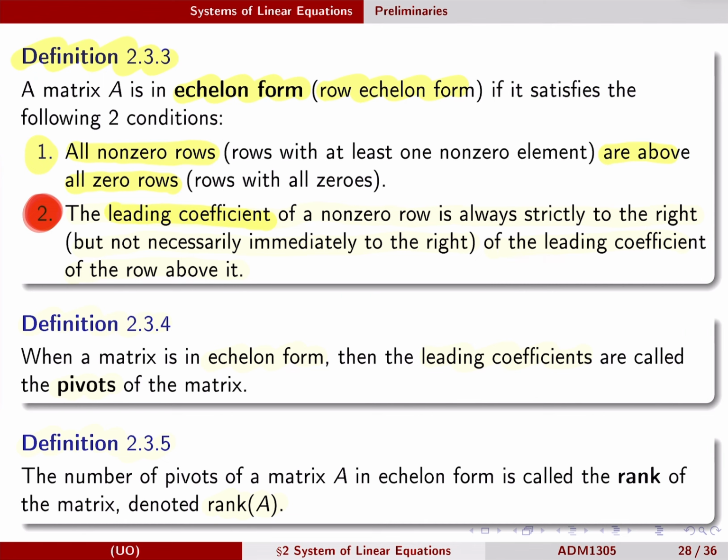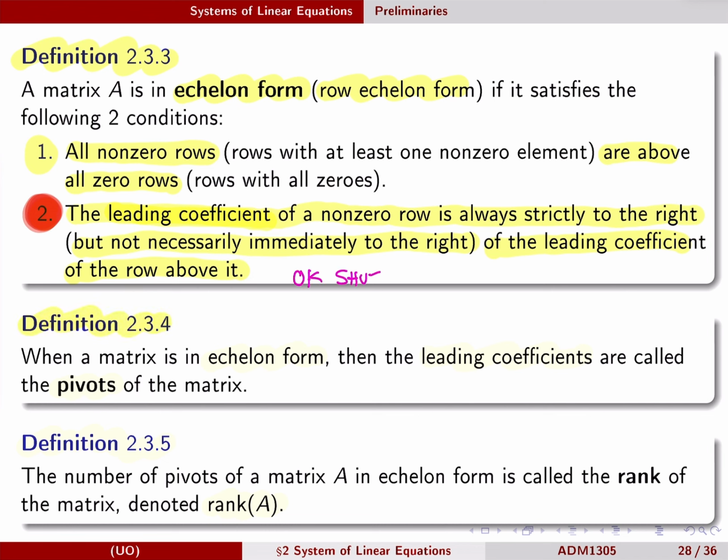So the leading coefficient of a non-zero row is always strictly to the right, not necessarily right after, of the leading coefficient of the row above it. This is what I like also to call the staircase pattern. We will see that together in a moment.